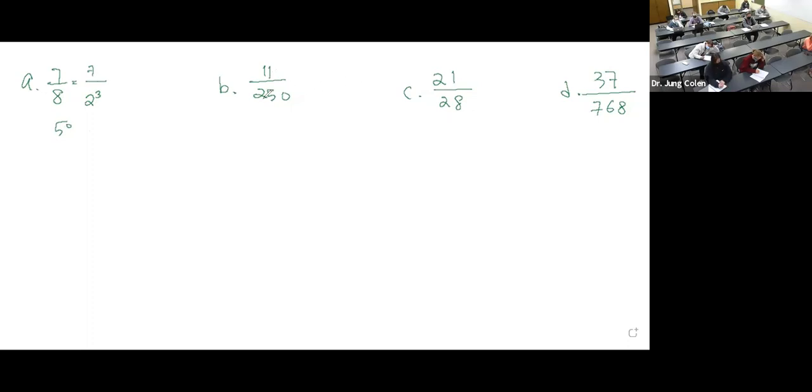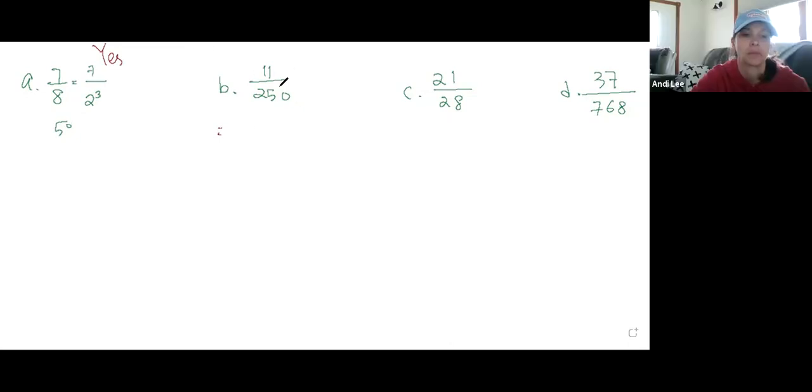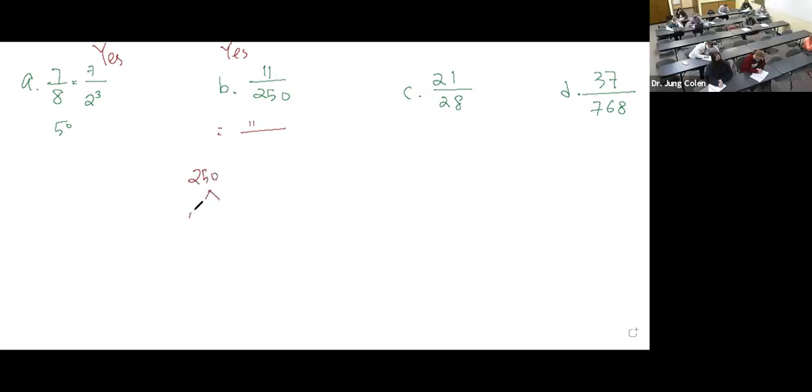How about 11 over 250? Yes or no? Yes for terminating decimal. Okay, show me why. How did you factor 250? We did this before, right? 10 and 25? So we have 2 times 5 cubed. Can anything be cancelled? Nope. So yeah, only 2 or 5.